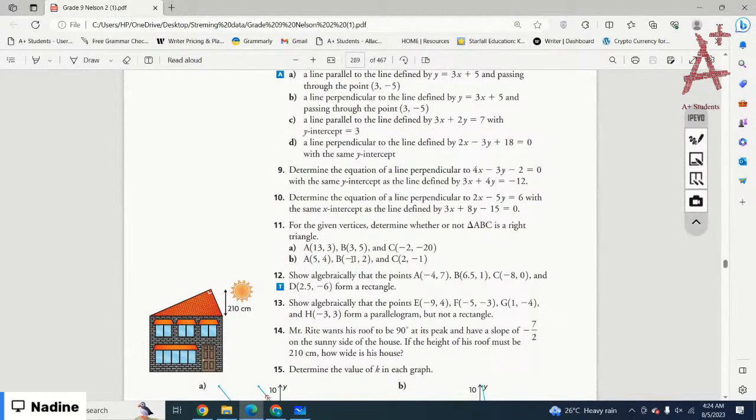Okay, let's see question number 11. For the given vertices, determine whether or not triangle ABC is a right angle triangle. So you are given three vertices. You have to see if they form a right angle triangle. The vertices are A (1, 3), B (3, 5) and C (negative 2, 20).